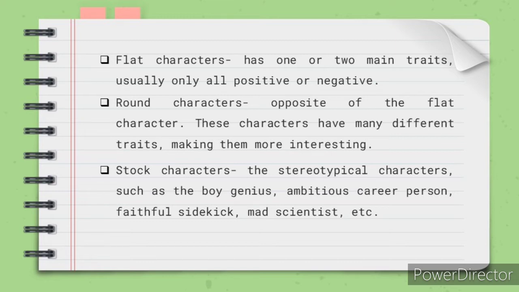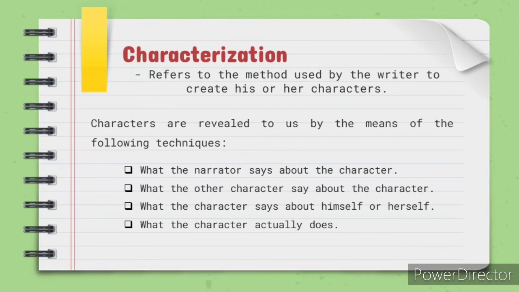And lastly, the stock characters. These are the stereotypical characters such as the boy genius, ambitious career person, faithful sidekick, mad scientist, and so on. Characterization. This refers to the method used by the writer to create his or her characters. Characters are revealed to us by means of the following techniques: what the narrator says about the character, what the other characters say about the character, what the character says about him or herself, and what the character actually does.